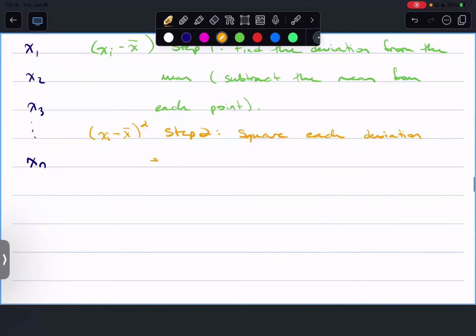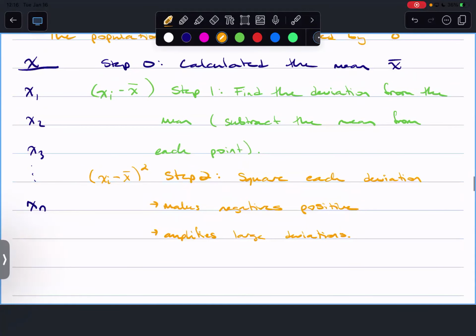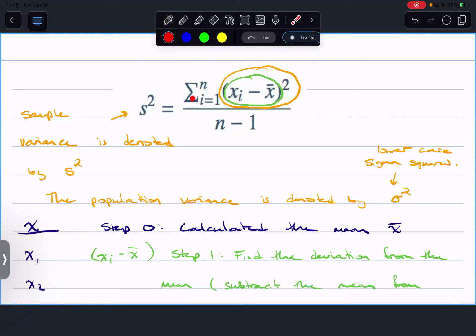right? And I'll write down why, right? It makes negatives positive and amplifies large deviations. Now we're ready to move on to the sum. Now add up those squared deviations.